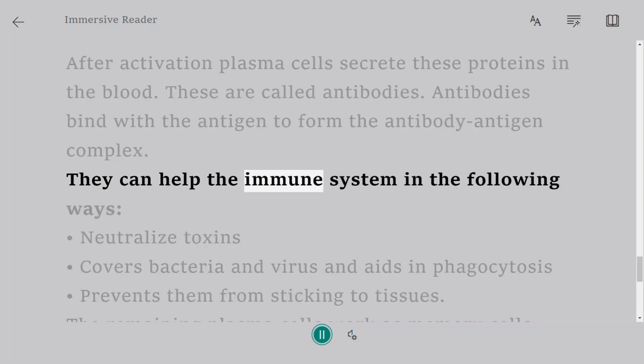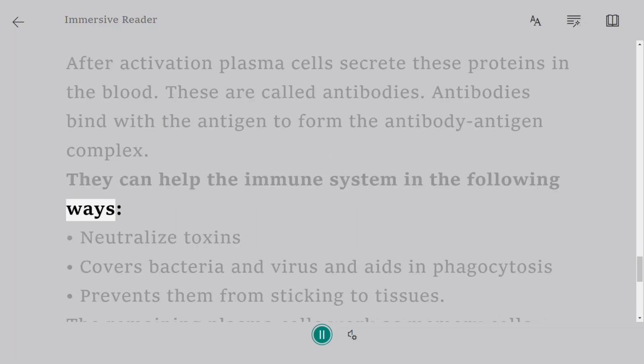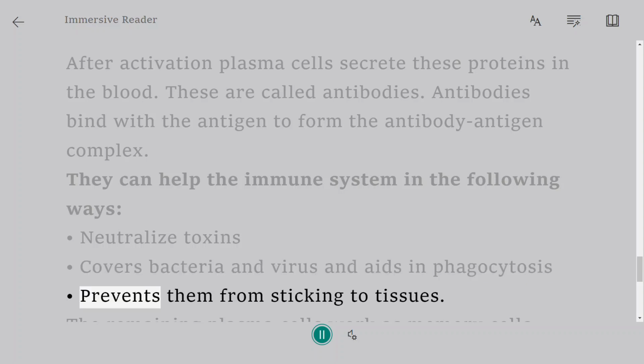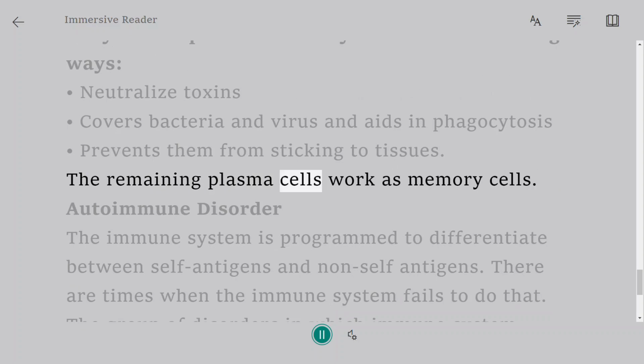Antibodies bind with the antigen to form the antibody-antigen complex. They can help the immune system in the following ways. Neutralize toxins. Cover bacteria and virus and aid in phagocytosis. Prevent them from sticking to tissues. The remaining plasma cells work as memory cells.